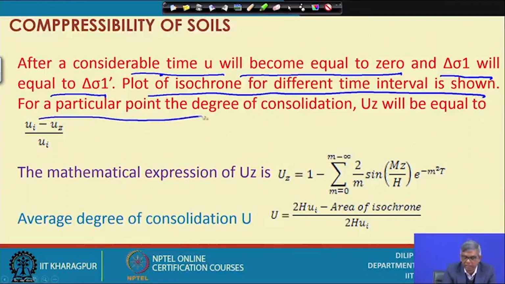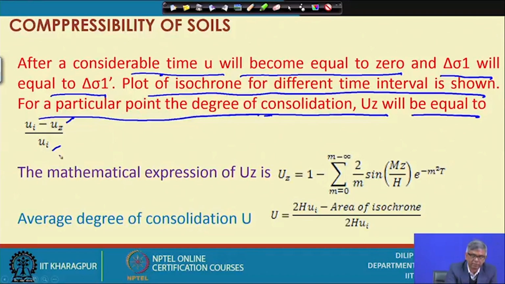For a particular point, the degree of consolidation from the definition is u I minus u z divided by u I. Here u z is the pore pressure at that time, and u I minus u z is whatever consolidation has actually happened at the particular time, divided by the initial u I. This ratio is what we have defined before as the degree of consolidation.